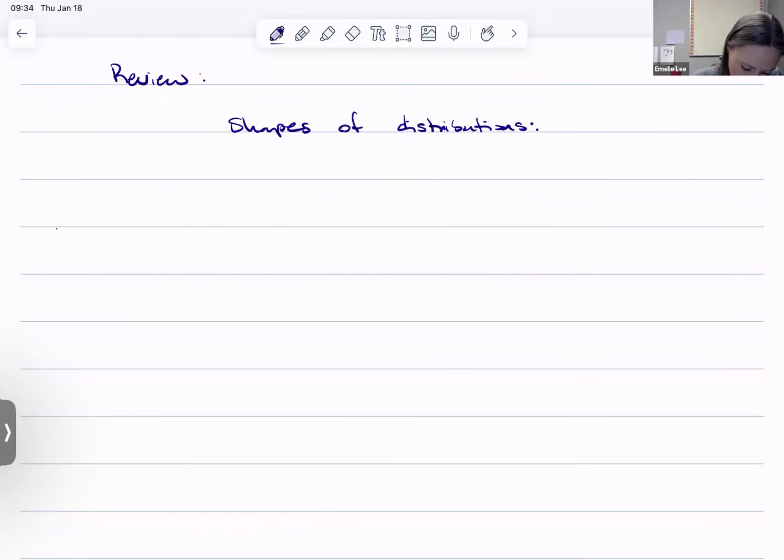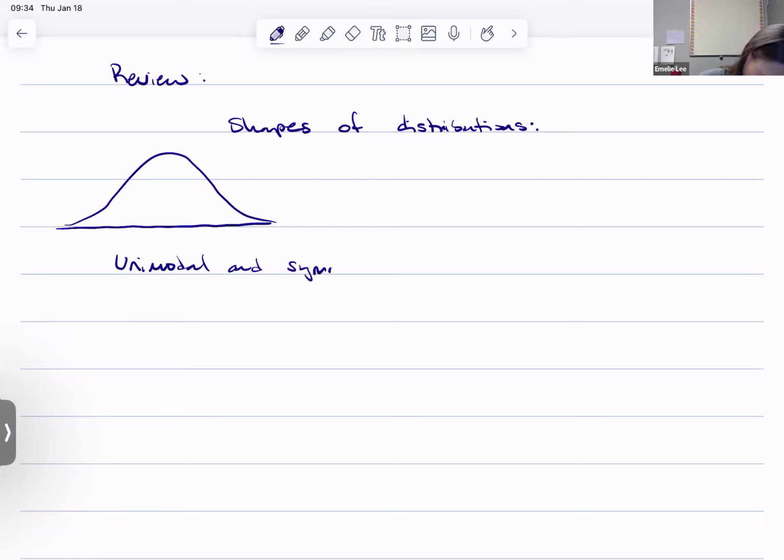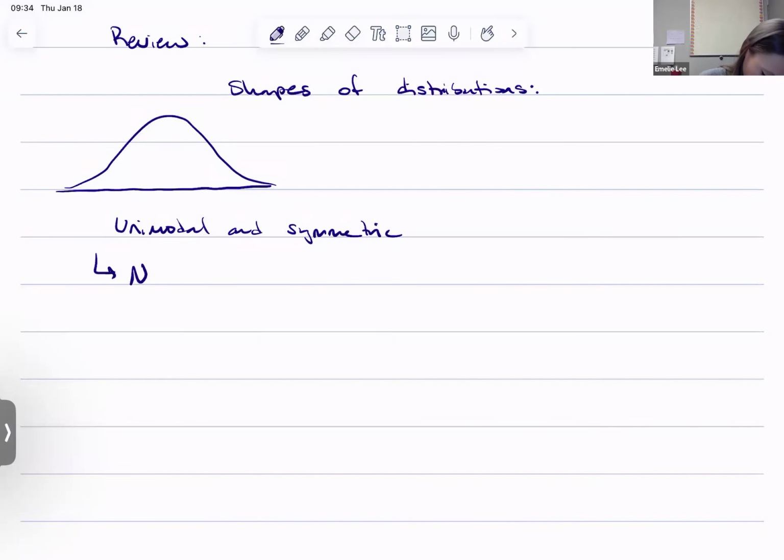And so what we said was, okay, one of the main shapes that we're going to have to deal with is the normal distribution. So a unimodal, so one peak, symmetric bell-shaped curve. Okay? And so here, if it's unimodal and symmetric, we call it a normal distribution.